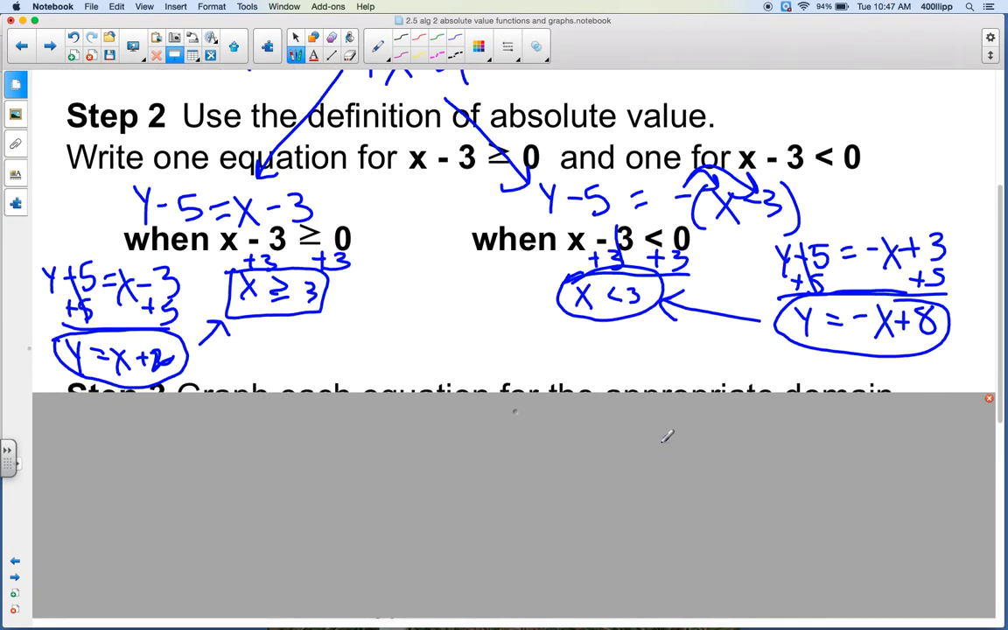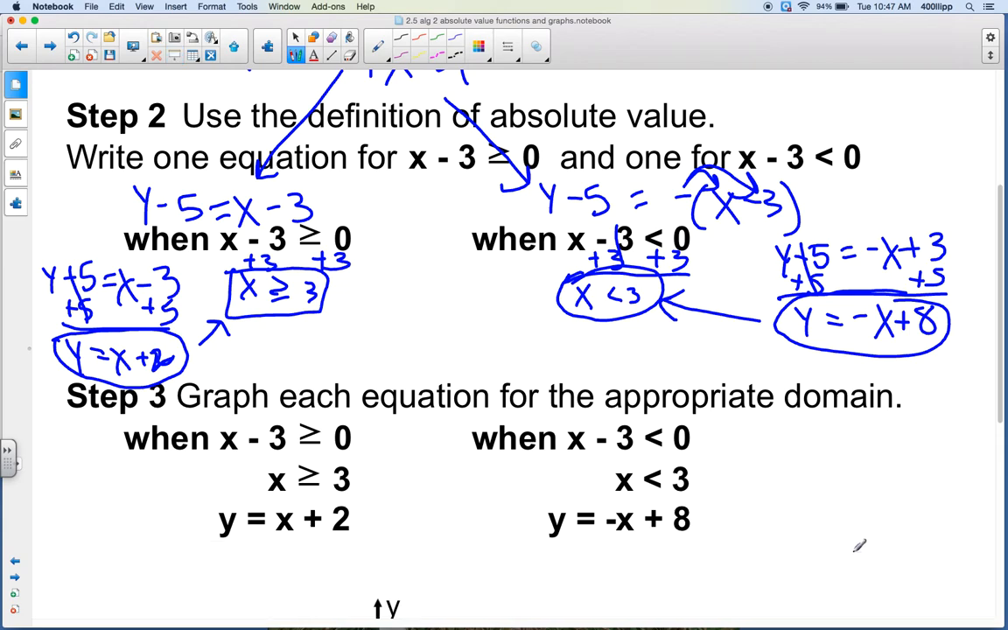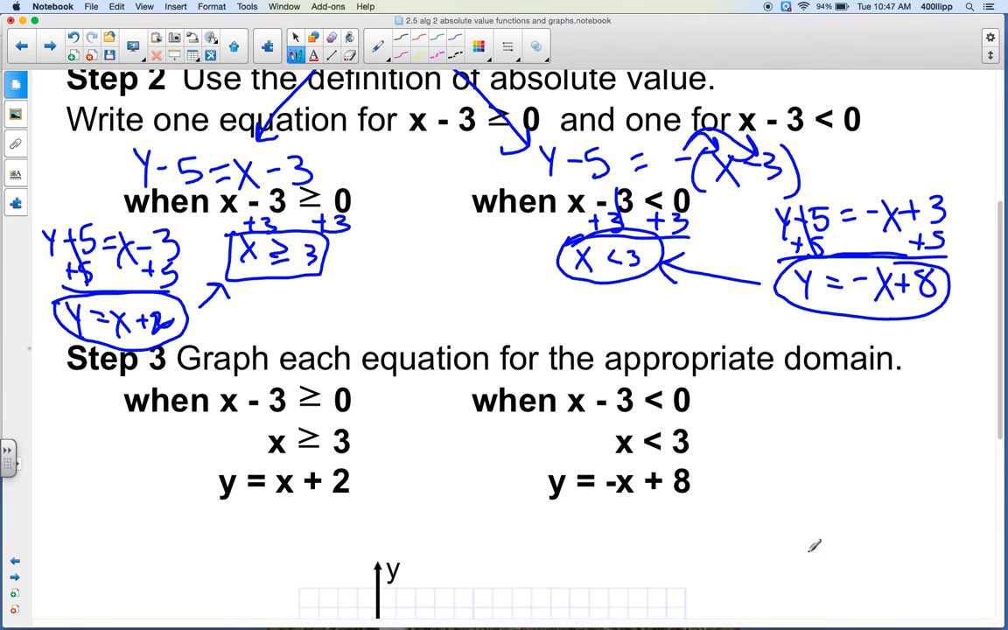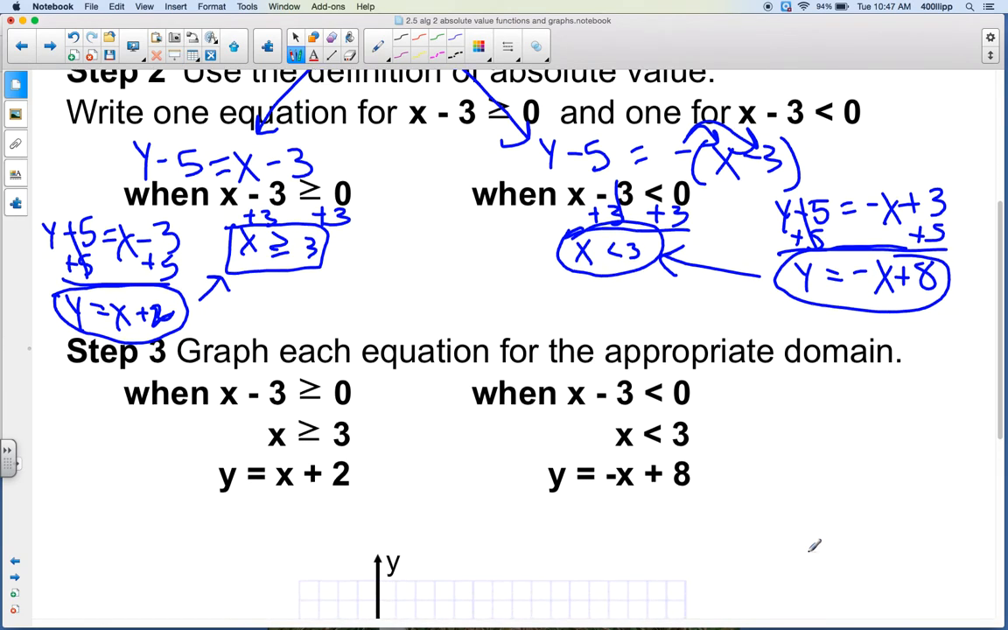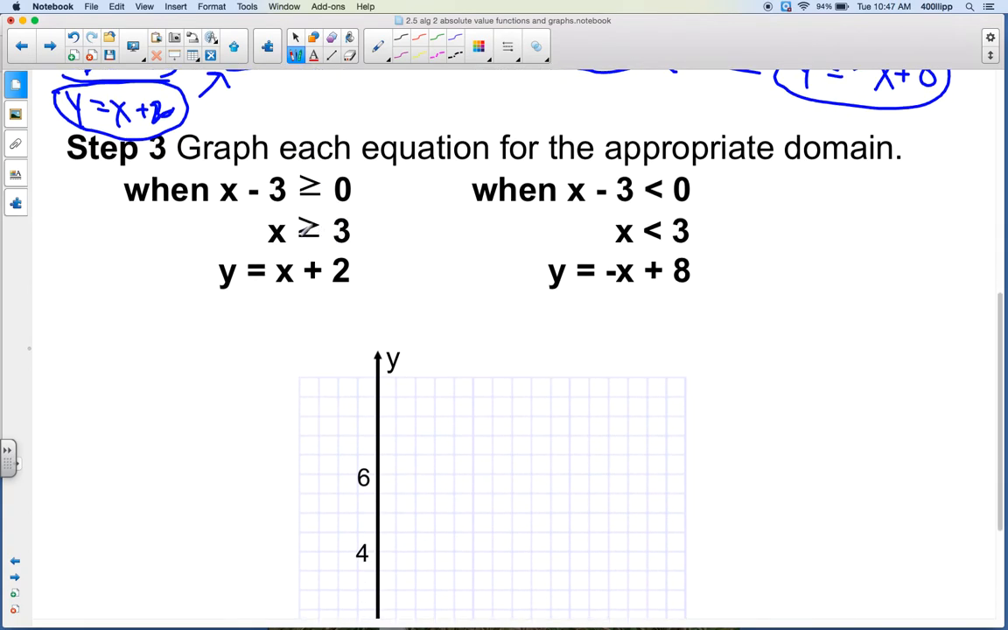All right, moving on. So here's the work for that. There it is. Okay. So now I'm only going to plug in values 3 and bigger for this equation. So I can make a little table here. X, and then I'll see what I get for my y's.